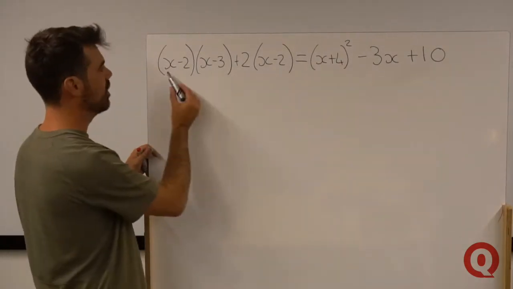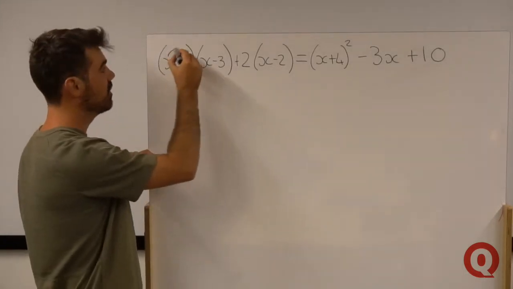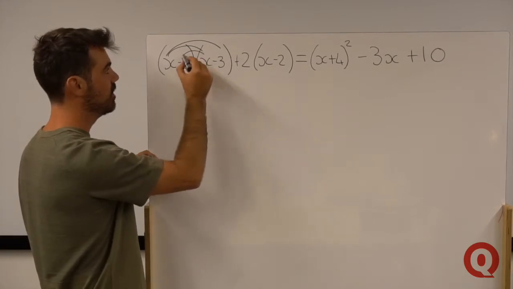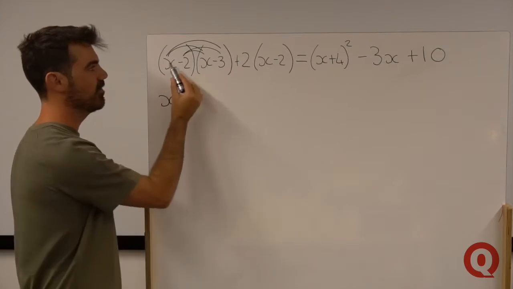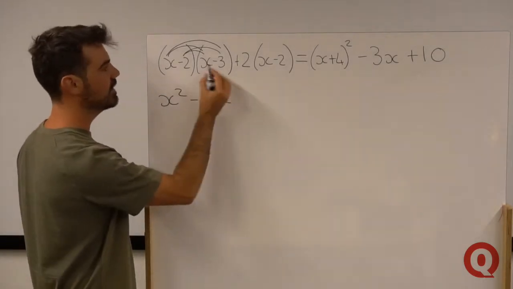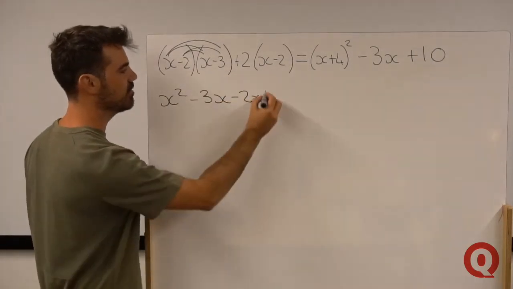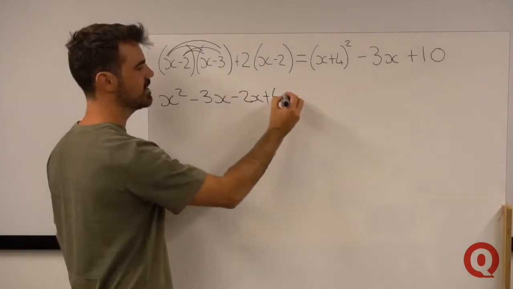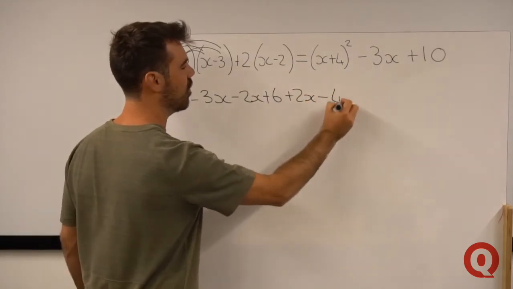Now, over here I've got brackets which need to be multiplied out. I can't perform what's inside of it, so I need to multiply the first term by each of these, and the second term by each of these. So x times x gives me x squared, and I've got x times a negative 3, which gives me negative 3x. Negative 2 times x is negative 2x. Negative 2 times a negative 3 is a positive 6. Move to the next bracket. 2 multiplied by x gives me 2x. 2 multiplied by negative 2 is negative 4.